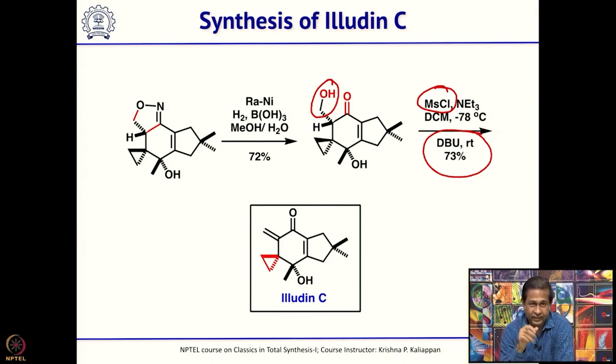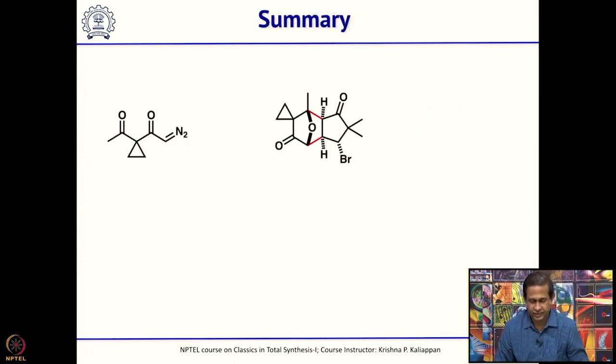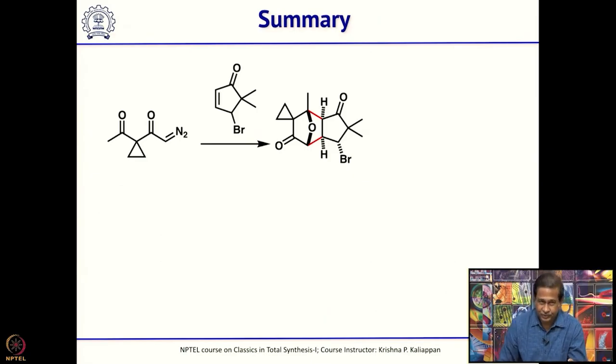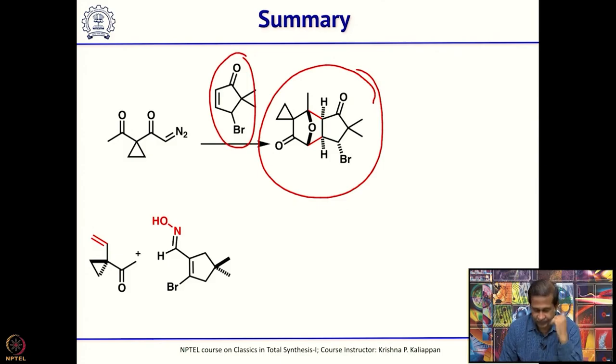Though in both cases, the cyclopropane is formed by double displacement reaction, the focus was more on the other rings, making the 5-membered and 6-membered ring. And in both cases, a dipolar cycloaddition was successfully used. So to summarize, in the first case, carbonyl ylide was used as a 1,3-dipole, and 1,3-dipolar cycloaddition reaction with cyclopentenone gave this tetracyclic compound, which in a few steps was converted into Illudin M.